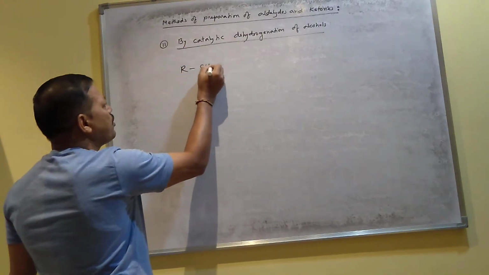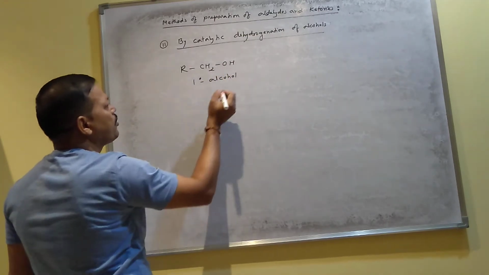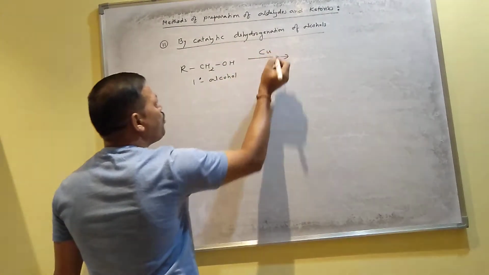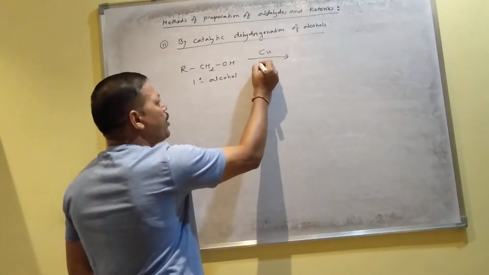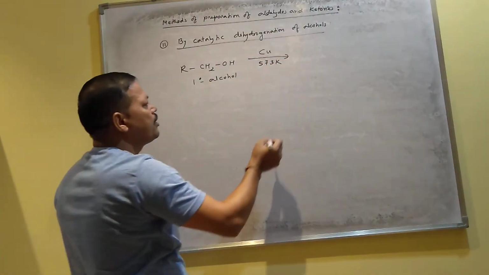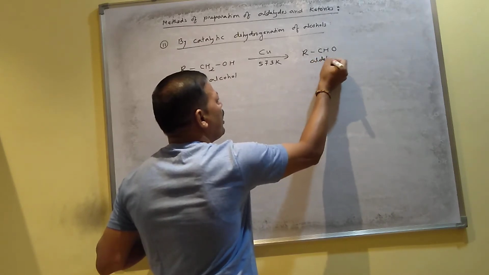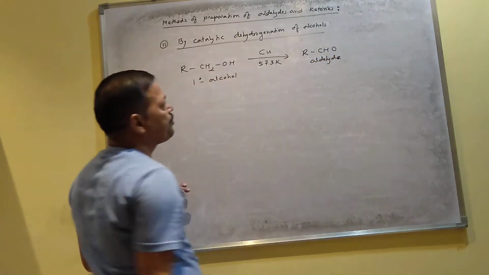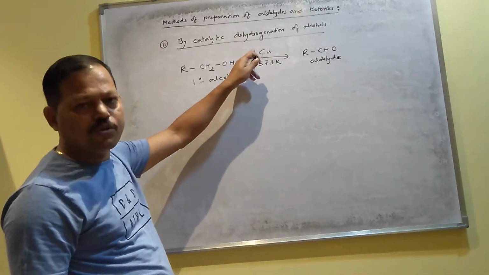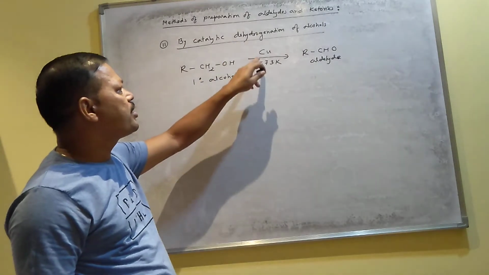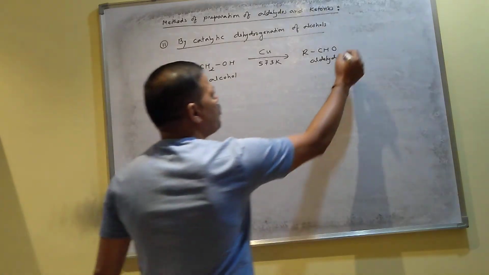So this is one primary alcohol, 1 degree alcohol. If you apply copper, which is one of the dehydrogenating agents, copper can remove hydrogen from alcohol, and if you apply a temperature of 573 Kelvin, then it will convert it to aldehyde. You will get aldehyde. So it is like oxidation. In case of oxidation, you have to use some oxidizing agent, and for dehydrogenation, you have to apply some dehydrogenating agent. The mechanism is the same in both cases. Hydrogen will be removed from the compound.